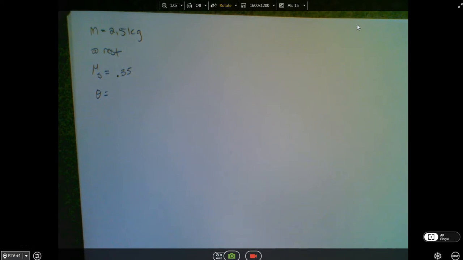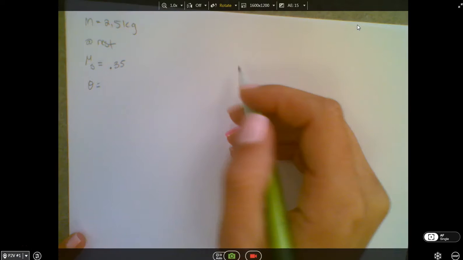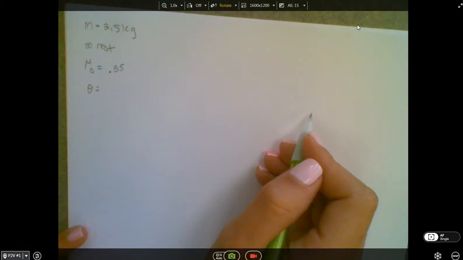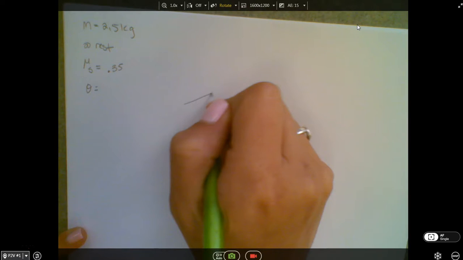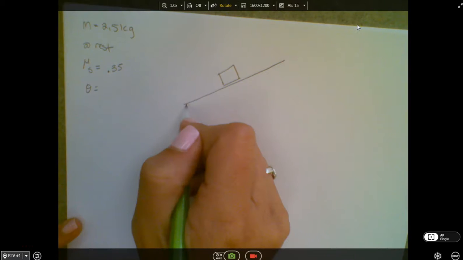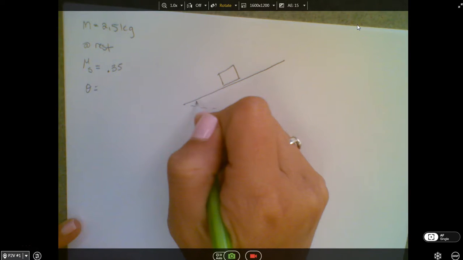All right, here we go. Focus in. All right, so right now we have a ramp. Let's go ahead and draw our ramp. It doesn't matter which way you draw your ramp, if you want to draw it this way or this way. It doesn't make a difference. I like to draw my ramps this way. So here's my block on my ramp. Here's the angle I'm looking for, right?